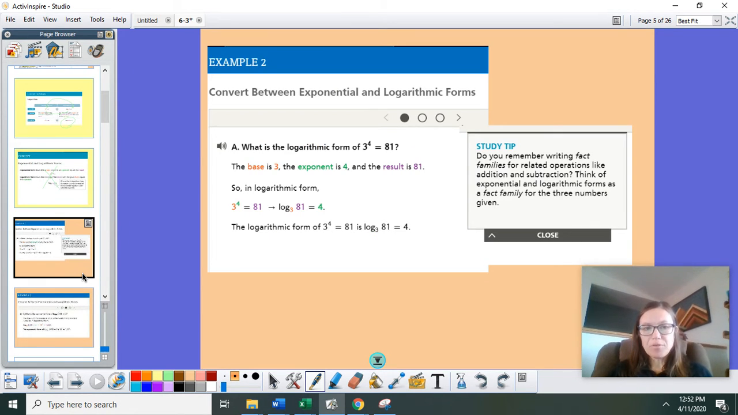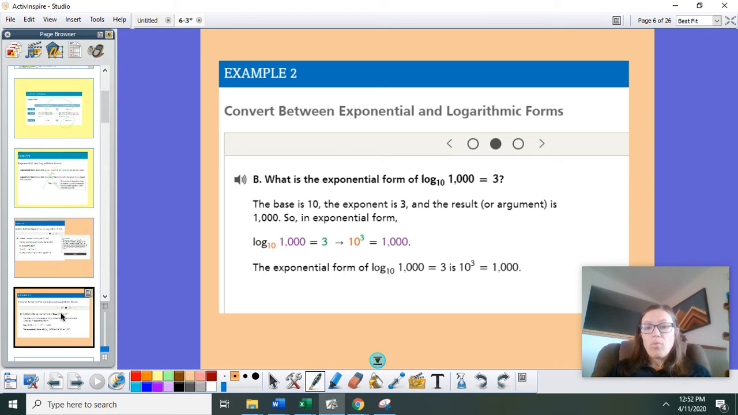In example 2, you're converting between exponential and logarithmic forms. And so we still see that 3 raised to the 4th power equals 81, and that go between. When you have log base 10 of 1,000 equals 3, we're saying, okay, 10 to the 3rd power is 1,000. So this is, again, our exponent. And we can work forwards or backwards here.